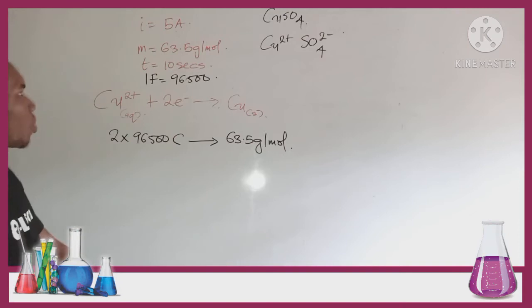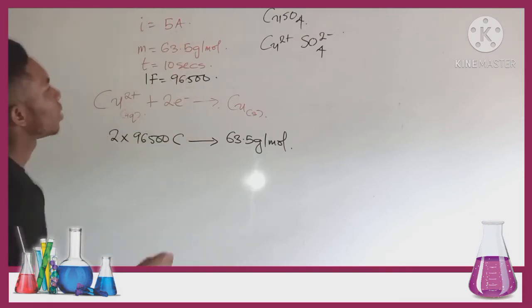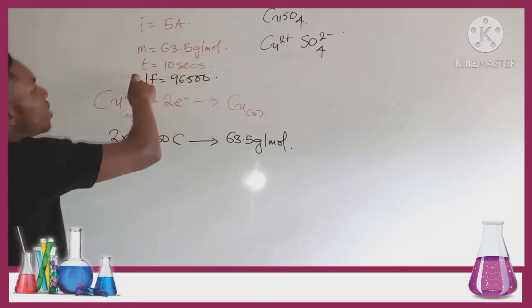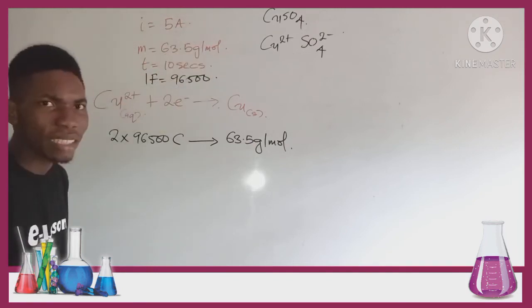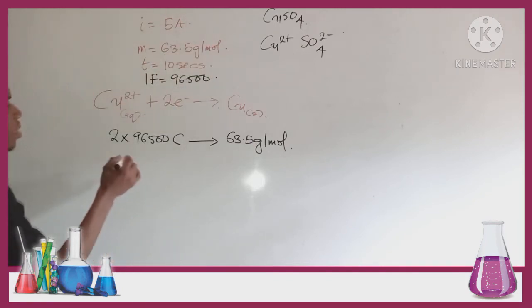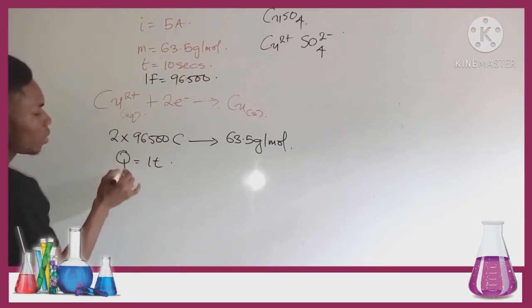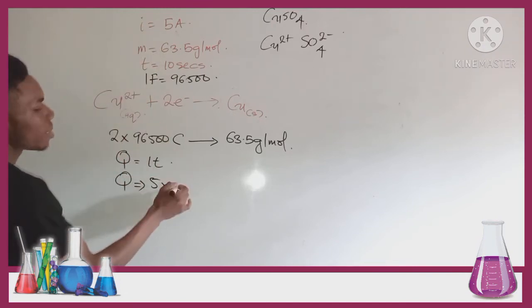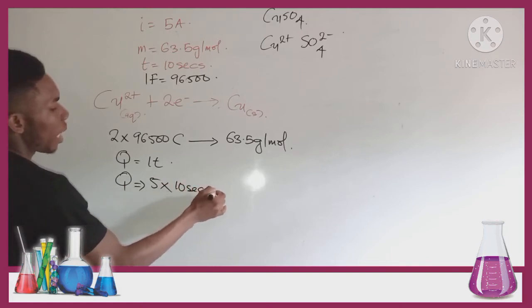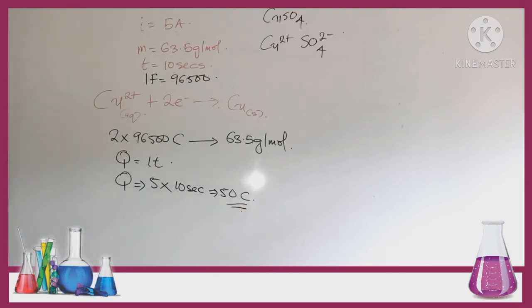Now, you carry out your own experiment. Your I was given to you as 5 ampere. M is 63.5. T is 10 seconds. Now, you have to calculate the quantity of electricity that was liberated for this reaction. The quantity of electricity Q is calculated as Q equals IT. So our Q will be equal to, now our I is what? 5 ampere times T is 10 seconds. And this gives us 50 coulomb. So 50 coulomb of electricity was supplied for this particular experiment you did.